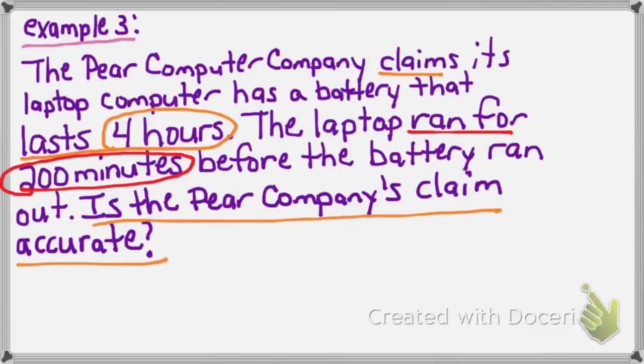So if 200 minutes is equal to 4 hours, then they're correct. It ran exactly 4 hours. If 200 minutes is greater than 4 hours, then they're also correct because it lasts for actually more than 4 hours. But if 200 minutes is less than 4 hours, then the Pear Company's claim is not accurate. It's not correct because it will not have lasted 4 hours.